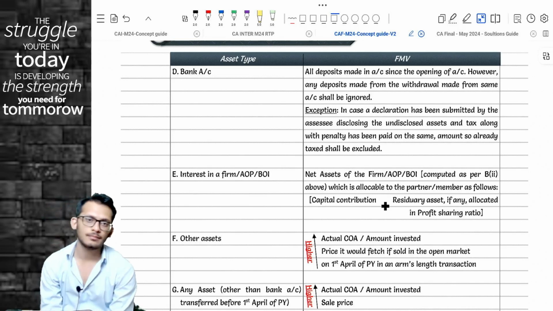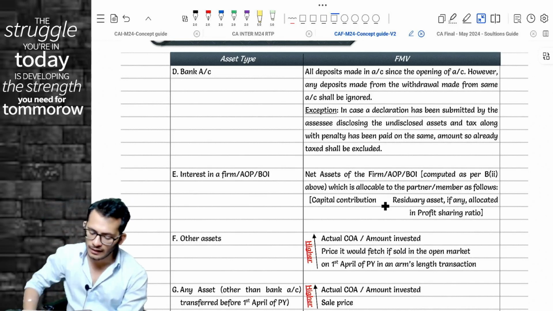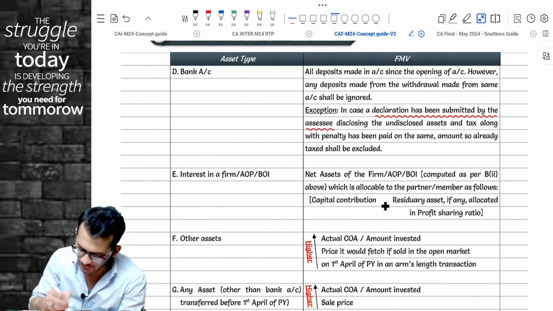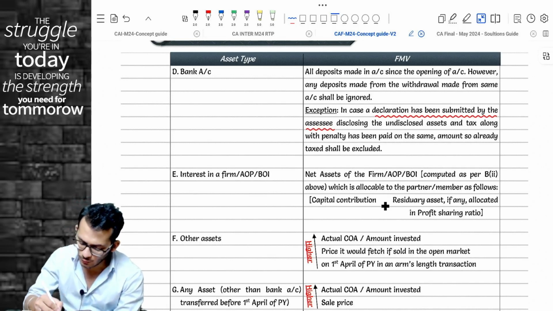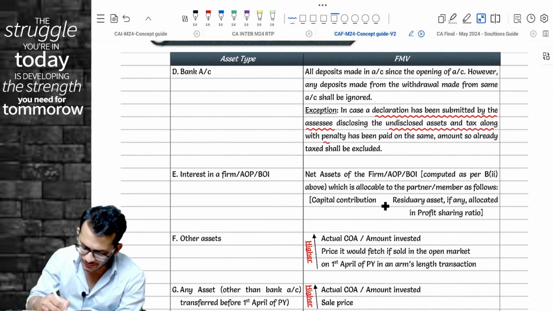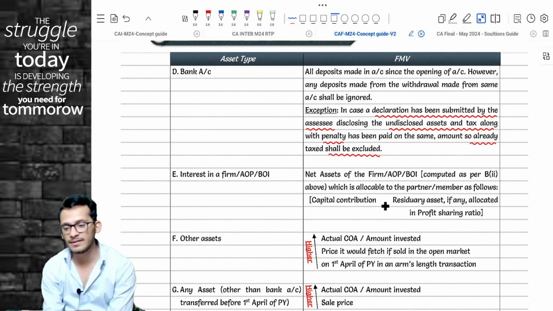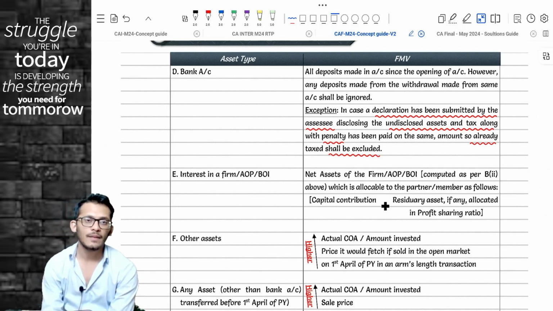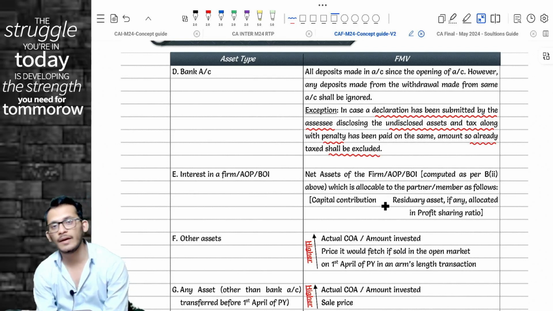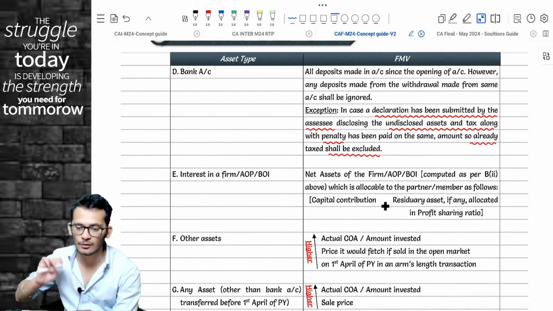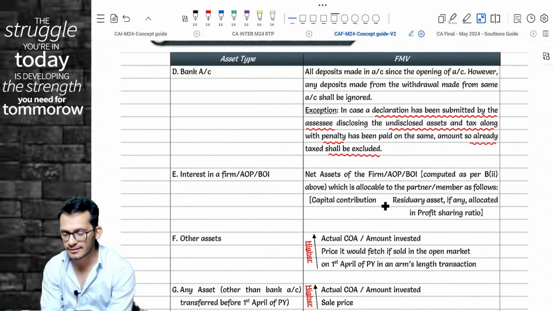Clear? Yes, but there is an exception to this rule. The exception says, in case a declaration has been submitted by the assessee disclosing the undisclosed assets and tax along with penalty, then the amount so already taxed shall be excluded. Meaning, out of this bank account, if you had purchased another asset and on that asset you have paid taxes already, you can inform the assessing officer that the money which I got, based on that I have already bought an asset, and on that asset I have already paid taxes to you. Here is my declaration. If that happens, then that deposit will be excluded. Common sense?